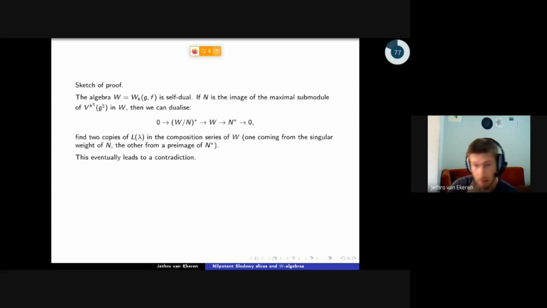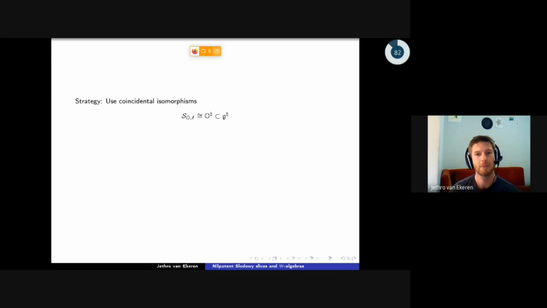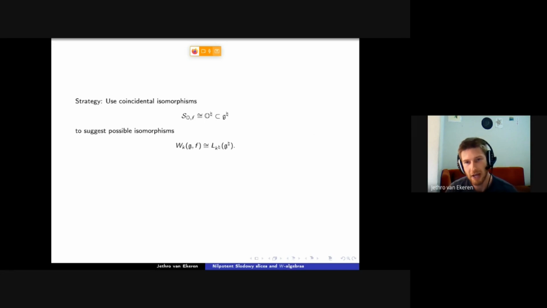It uses some category O theory, multiplicities of irreducible modules inside projective covers. It's a little bit complicated, but the point is, using the result, we can start looking for isomorphisms between W-algebras and affine Lie algebras. So the idea is to begin with some nilpotent Slodowy slice and see if it's isomorphic to some nilpotent orbit in the corresponding G natural. If it is, then that suggests that there might be an isomorphism between the corresponding vertex algebras. So we have candidates for isomorphisms.